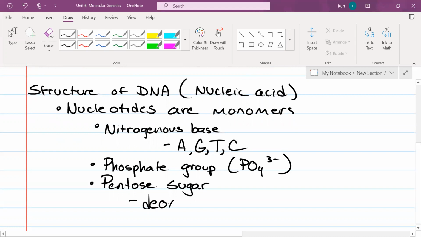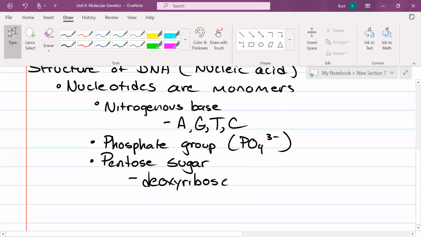Deoxyribose. On the first mock exam, the first question on the first FRQ said identify the components of an RNA nucleotide. You know, the first thing a student wrote, deoxyribose. Is that the sugar found in RNA? No, it is not. The D in DNA stands for deoxyribose. The R in RNA stands for ribose.